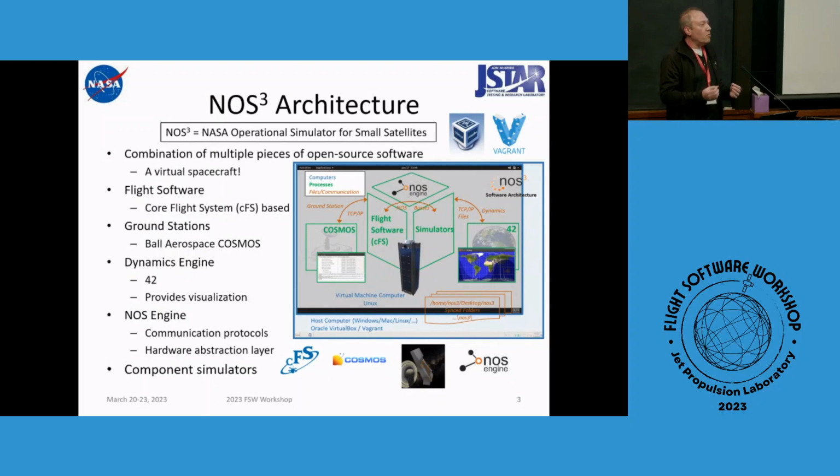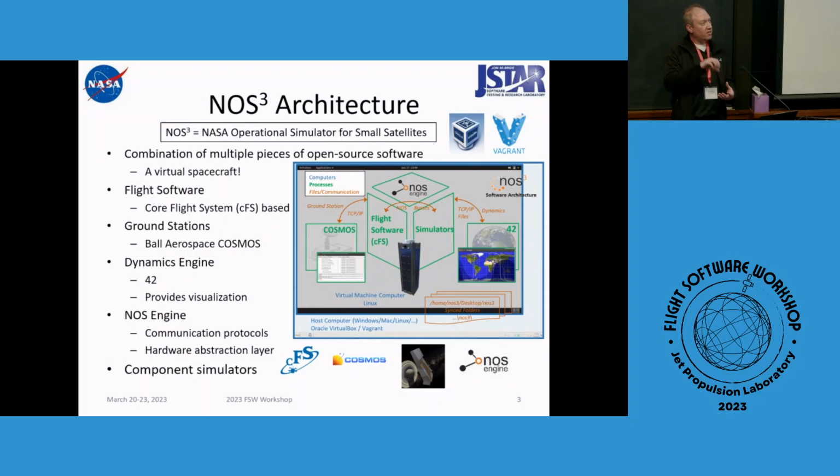We now have more missions. NOS cubed is being supported by more SmallSat missions. And so we are making it more generic. We are rolling in more components. And that's what I want to give you a little bit of feel for. If you look on the right side of the diagram, you're wondering, what is this NOS cubed? What is its architecture? In the middle represents the spacecraft, and you have a representative flight software, cFS.